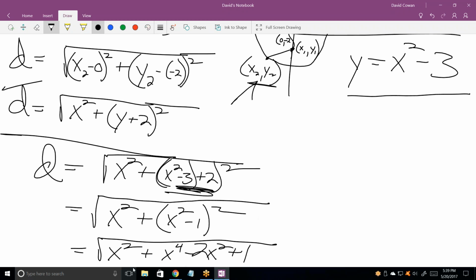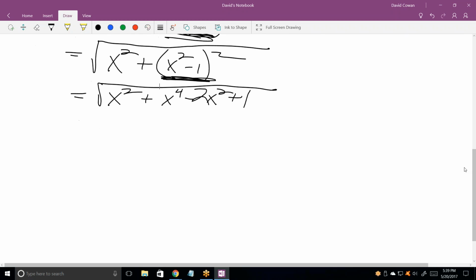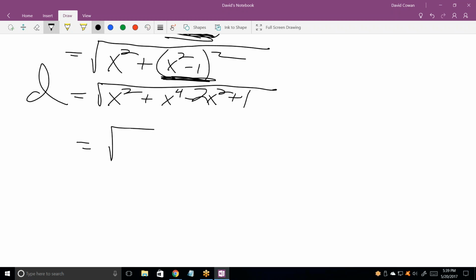That's what that term squared is. It's getting more and more complicated. No, it doesn't. Notice what's going to happen here. You see how I got that?